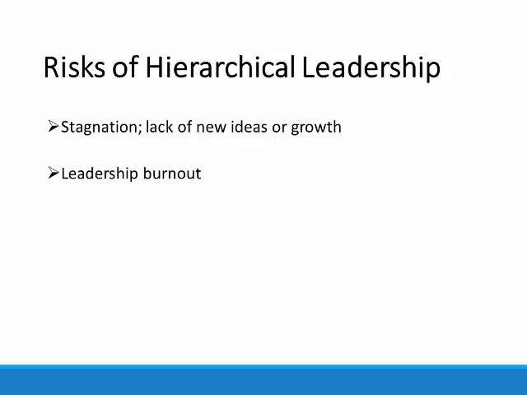A lot of you said this earlier about why shared leadership is important. And leadership burnout is incredibly common in hierarchical structures where much of the pressure is placed on one individual. And small chapters where both the decision-making and implementation fall on the same person are particularly susceptible to it.